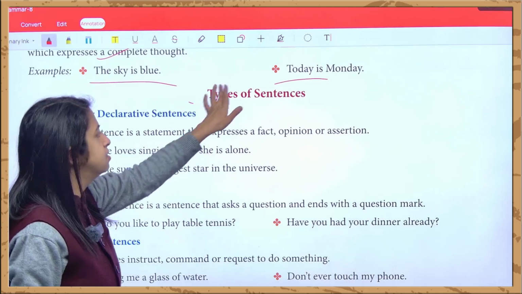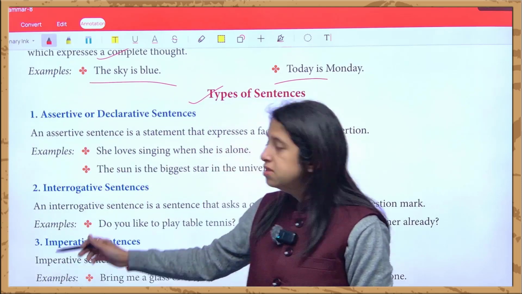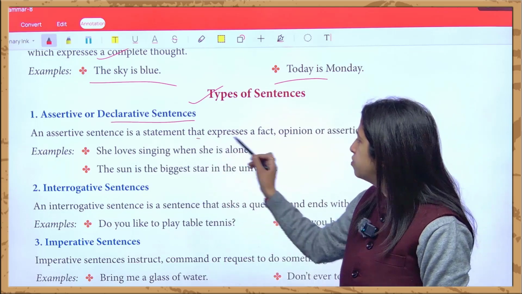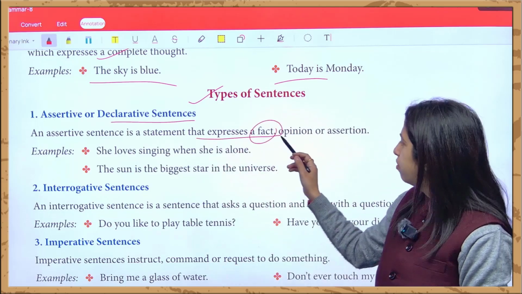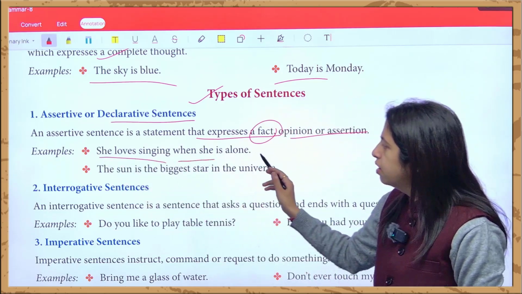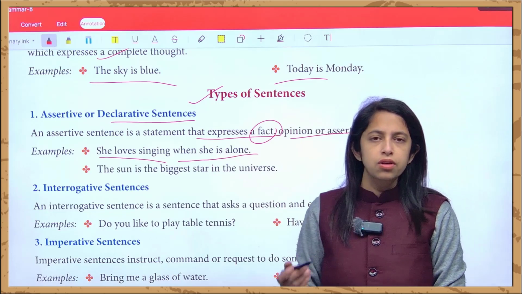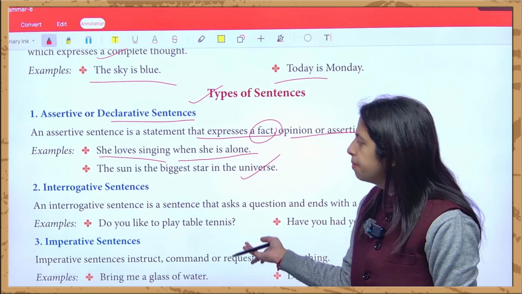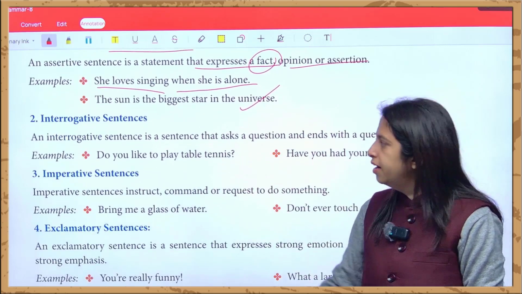Moving on to the types of sentences. The first type is assertive, or you can say declarative sentence. These are the sentences that express a fact, an opinion, and so on, right? She loves singing when she is alone. The sun is the biggest star in the universe, we all know, whereas the moon is the natural satellite.